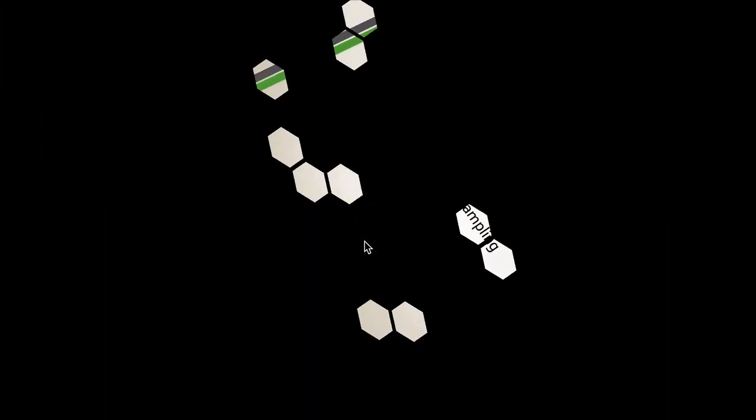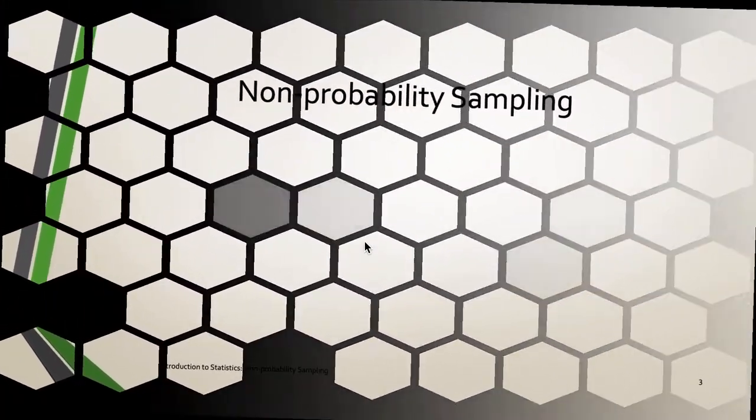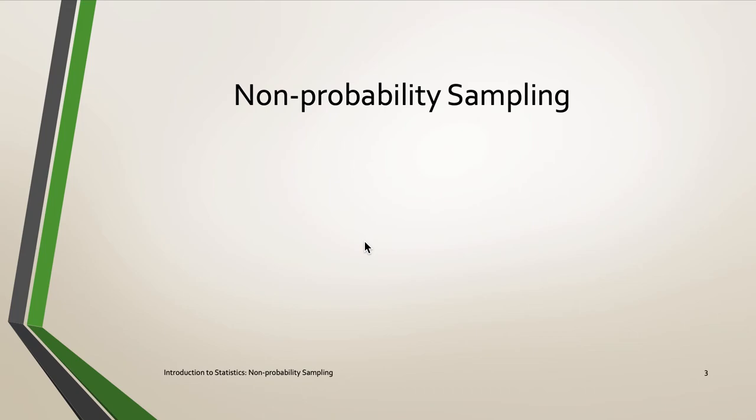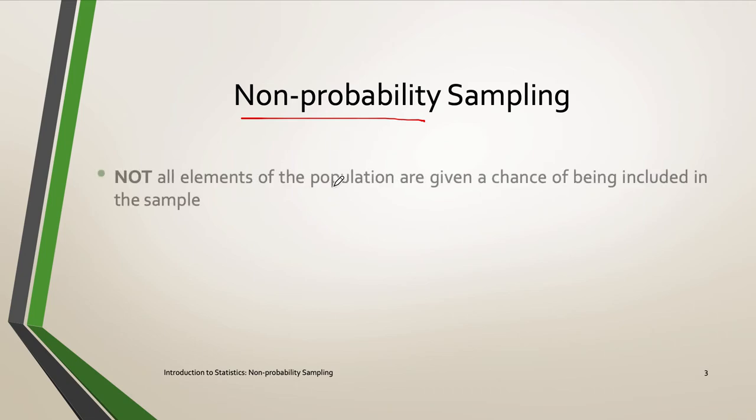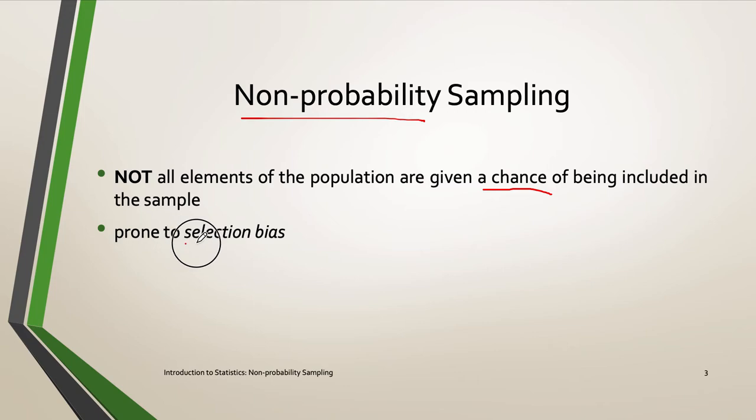So we have talked about the probability sampling in the previous video. Now we're going to talk about the non-probability sampling. So what do we mean when we say non-probability sampling? This is the sampling technique used when not all elements of the population, not everyone in the population, are given a chance to be included in the said sample. So that's why, if that's the case, this is very prone to what we call selection bias.